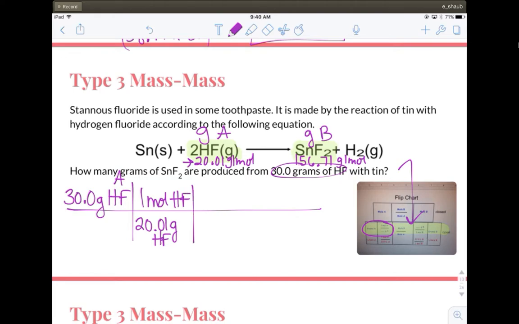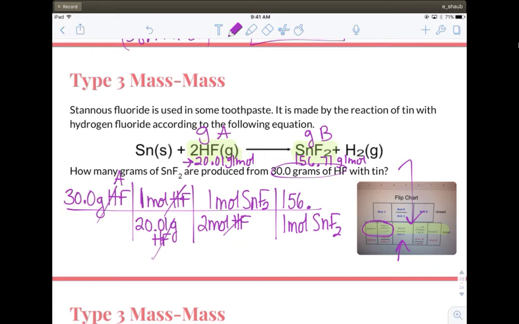You never use the coefficients in front until you're ready for the mole ratio, this middle section. So anytime you have the molar mass, you always put 1 mole with it. Now, in front of HF is a 2. So if we look at that canceling, for every 2 moles of the hydrogen fluoride, I produce 1 mole of SnF2. So that gets my moles of HF to cancel. Then I know that 1 mole of SnF2 is the molar mass of that, 156.71 grams of SnF2, which gets that to cancel.